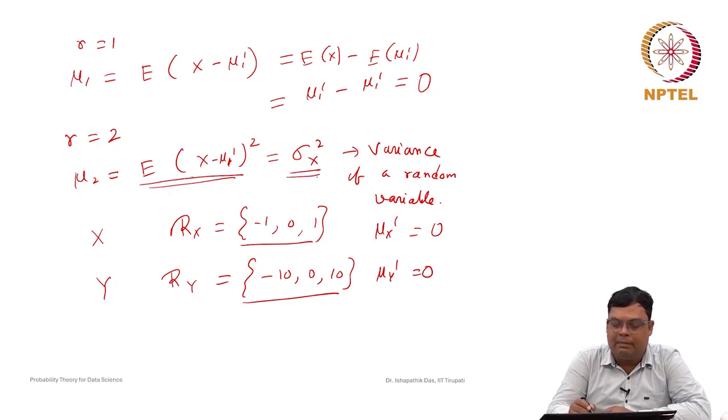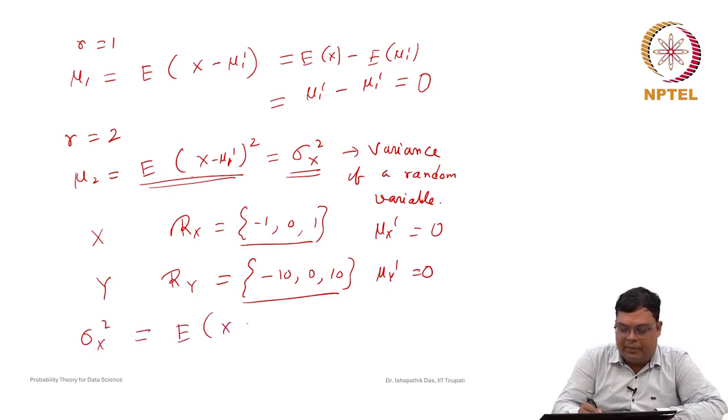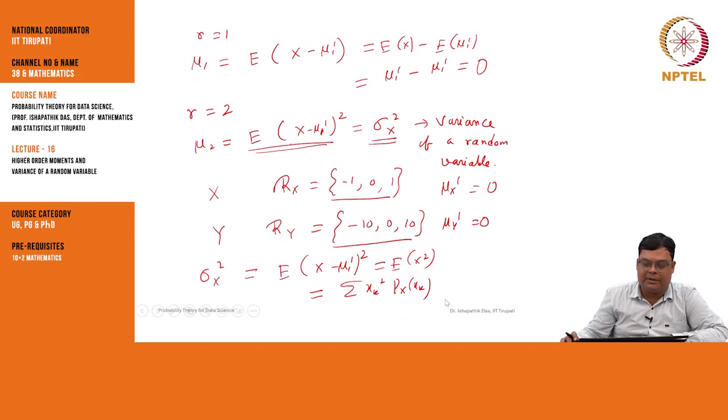That is why we use the variance. If you want to find sigma square x, you have to find the expected value of x minus mu 1 dash whole square. But mu 1 dash is nothing but 0 for the random variable x, so this is nothing but the expected value of x square. The expected value of x square is the summation of x k square p x of x k, by the formula for rth order raw moments.